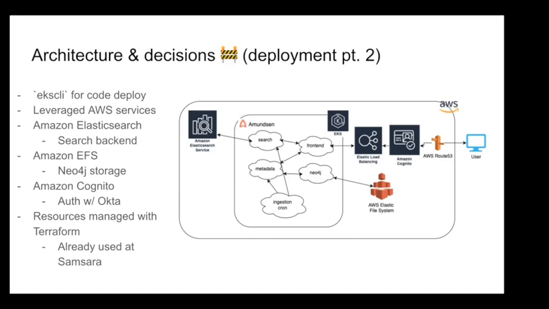Very similarly, we use EFS, Elastic File System, for the Neo4j storage backend. And then we use Cognito for our auth, which we integrated with Okta, and IT helped us out with that, which was cool. And then all of these resources were managed with Terraform, which was great. We have an extensive Terraform ecosystem at Samsara, so we could leverage that.